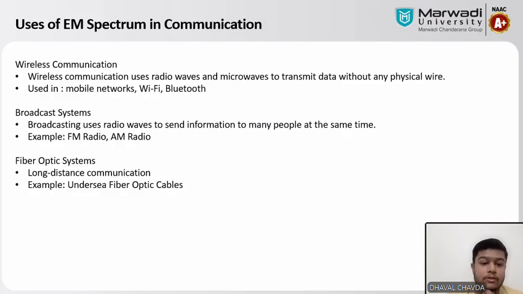Next is uses of the EM spectrum in communication. What are the uses? Wireless communication, as we discussed, used in mobile network, Wi-Fi, Bluetooth. Wireless communication uses radio wave and microwave to transmit data. Broadcast system: broadcasting uses radio wave to send information to many people at the same time, like AM FM radio. Fiber optic system: long distance communication, undersea fiber optic cables.